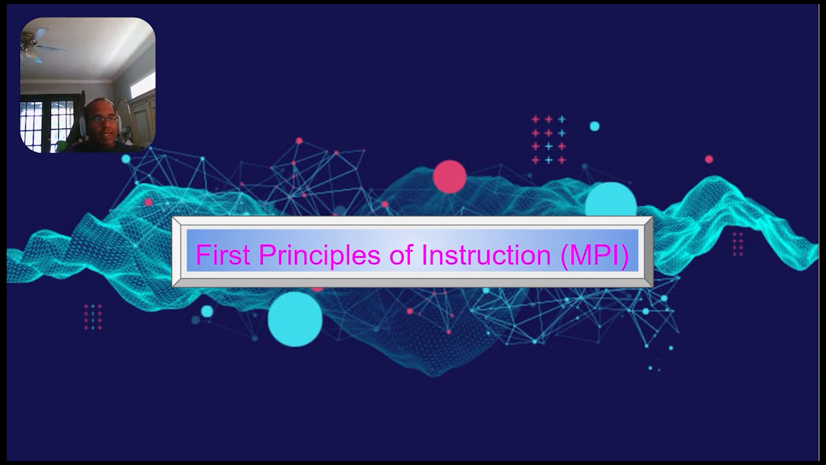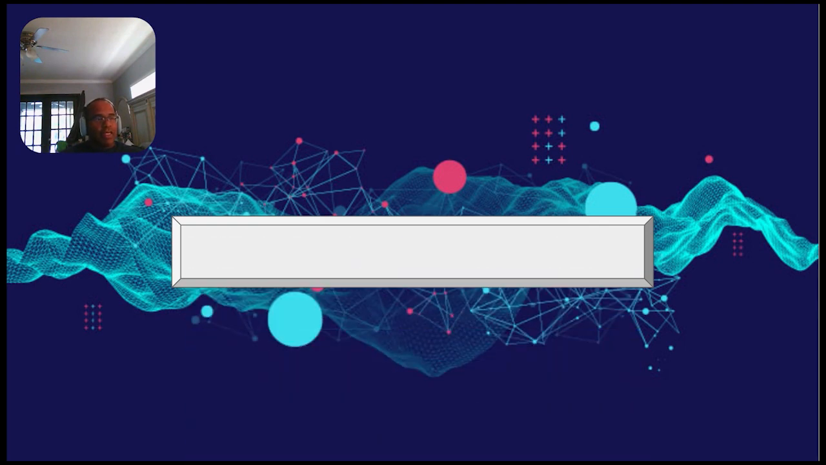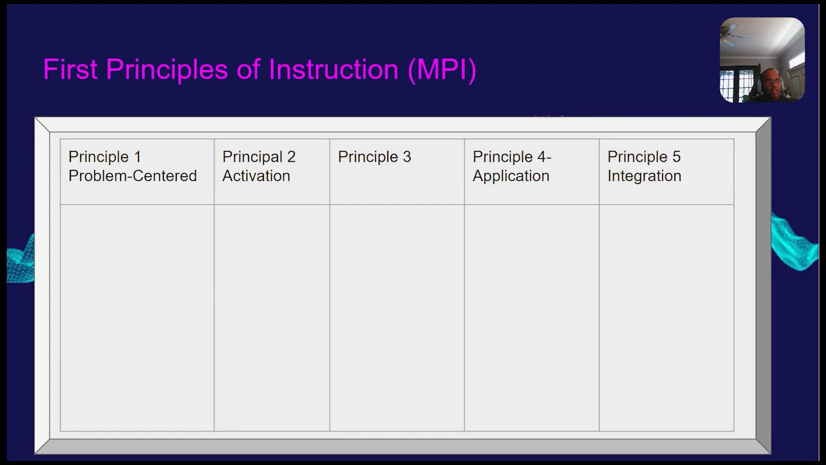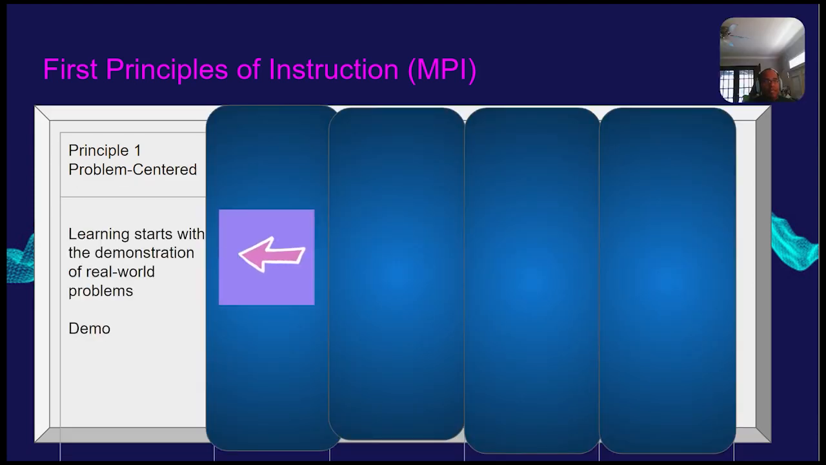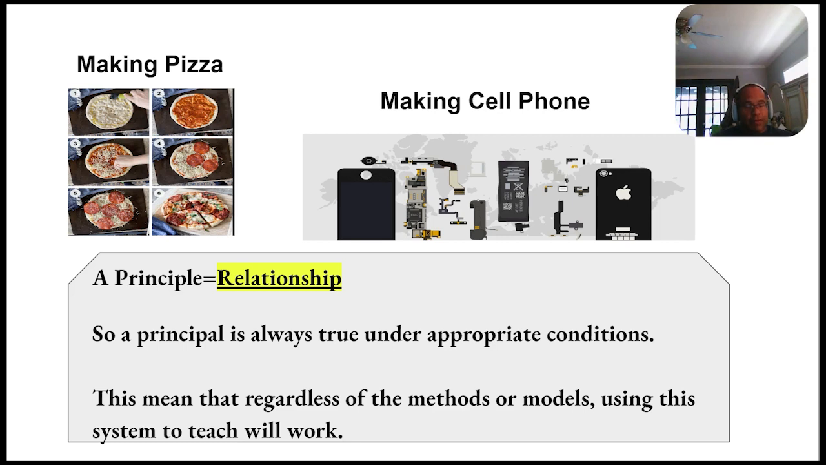As we take a look at this instruction manual, we'll see how this works. First, it is separated into 5 different principles. And the principle means a condition of learning, or an area or a period of time that it will take for a person to learn information. The first step is problem centered learning. Learning starts with the demonstration of a real world problem or demo. For example, we're making a pizza. Show them the steps. Don't hide it.